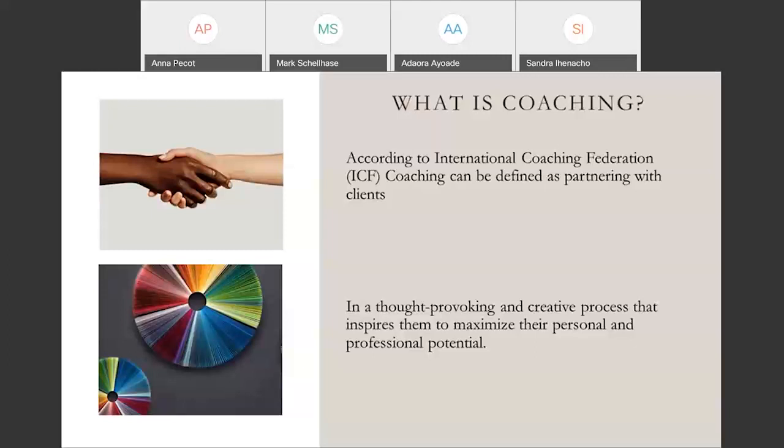Now, I want to start explaining what coaching is by looking at the ICF definition. ICF is the International Coaching Federation. We have other bodies that moderate coaching in the world, but ICF is seen as one of those bodies that ensure coaches are certified using the right competence, keeping the ethics of the job. This is what ICF says: coaching can be defined as partnering with clients.